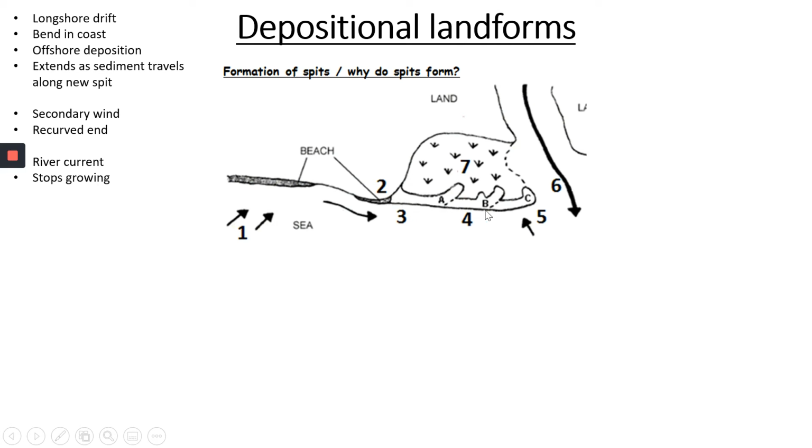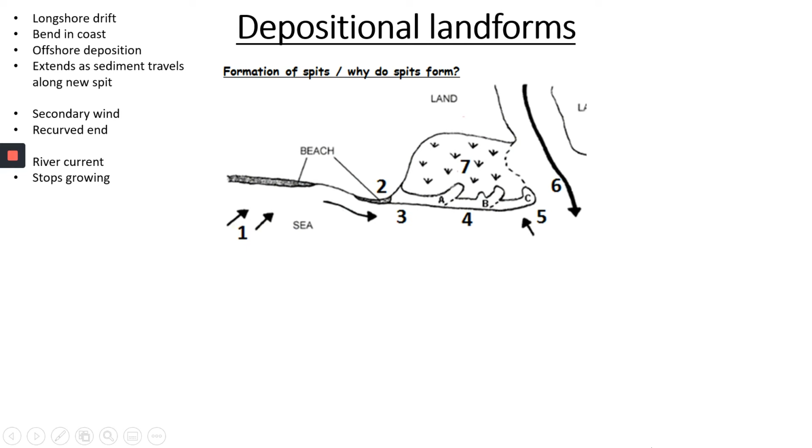Now the spit can get longer and longer as longshore drift can move the sediment along it and put it in deeper water. But the next key bit of the sequence is, why does the end of the spit keep bending? Now this is called a recurved end, and it bends because of the secondary wind. Now prevailing wind is the most common, secondary is the second most common wind direction, and it quite simply blows the end of the spit inland, and that's why you get these bent ends, these recurved ends.